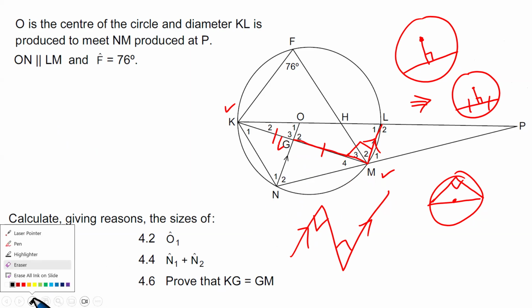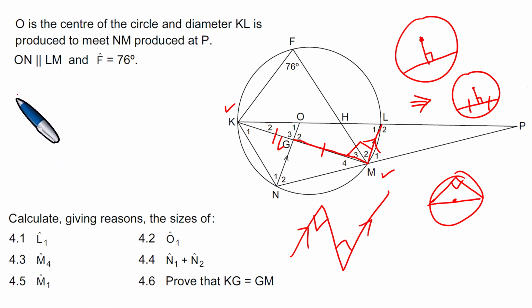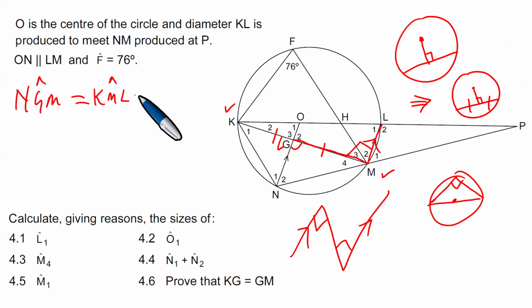Angle NGM. This angle here must be equal to this angle here, M2, M3, or you can call it KML. In other words, this NGM is equal to KML, and this is equal to 90 degrees. Why? Because these are alternate angles.